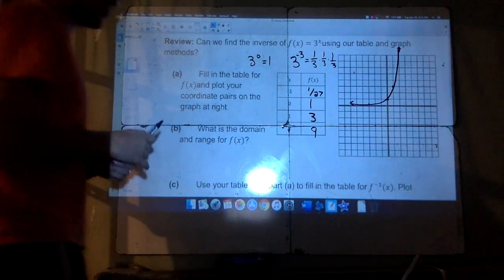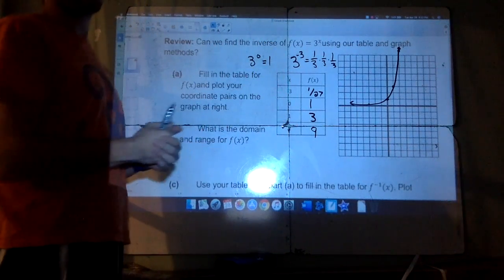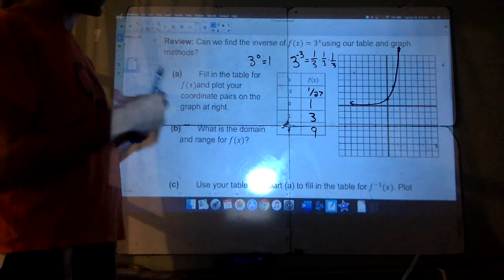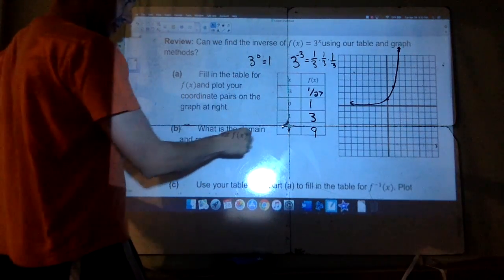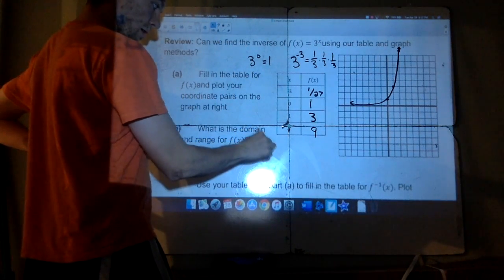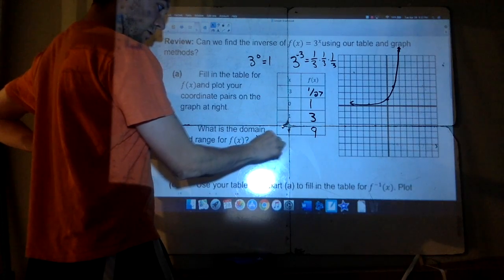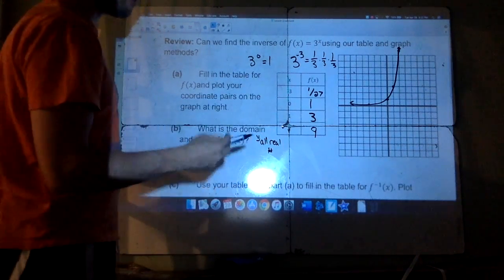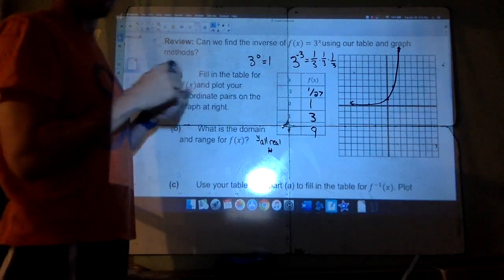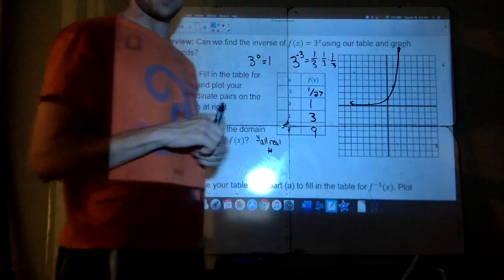So it asks us what's the domain and range. If you remember all the way back to our first unit where we talked about domain and range, domain is what's the possible x values. Well, you can see our arrow is going to go on forever both ways. So domain for the x values is all real numbers. X can be any number. But for y, what's our limit on our y? What's our possible y values?